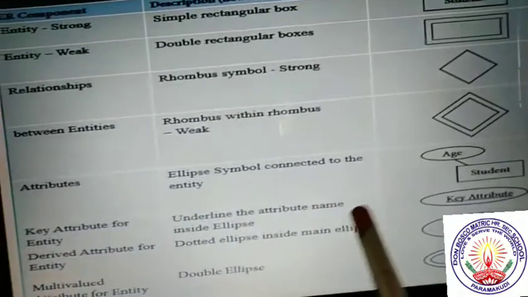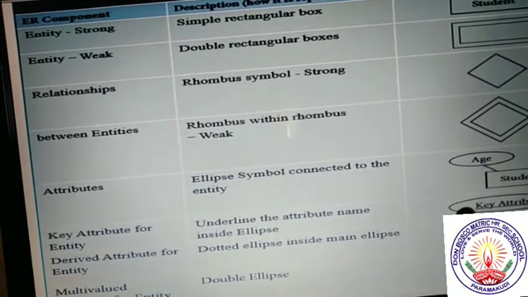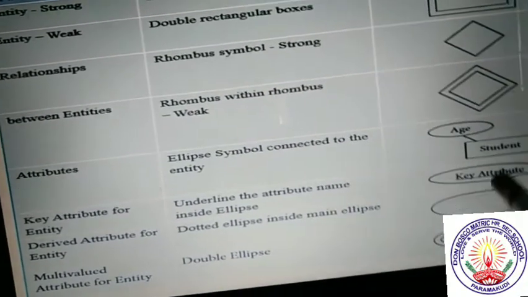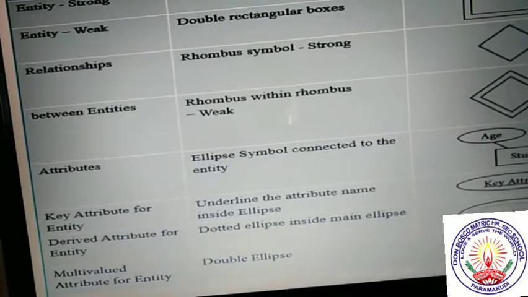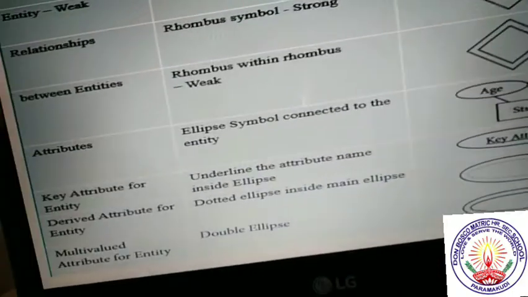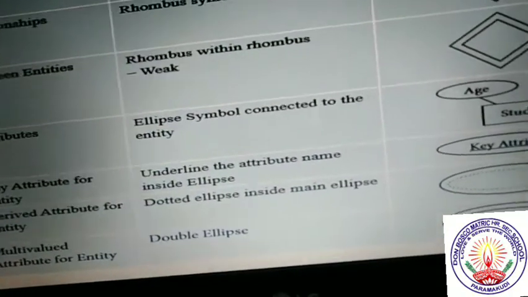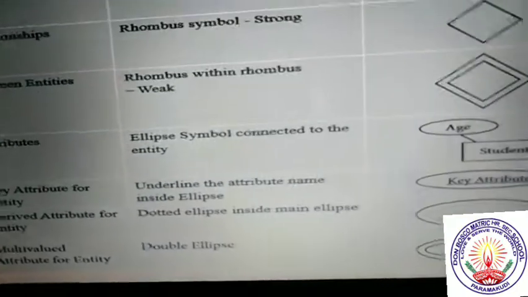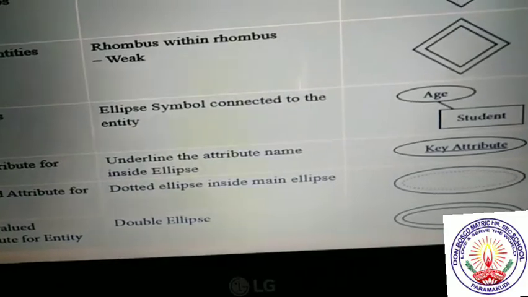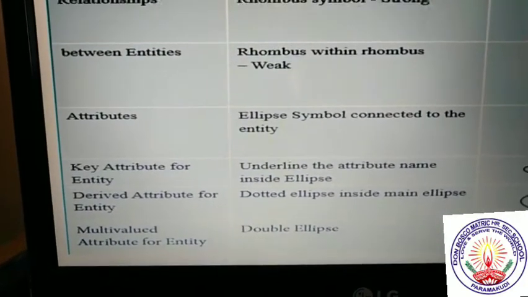So if you create the attribute, just you have to draw an ellipse symbol. If the attribute has an underline, it means that attribute has the unique id, the primary key. Okay, and the dotted ellipse circle means it is derived, it's derived from another one. And the double ellipse is denoted for multi-valued attributes of the entity.